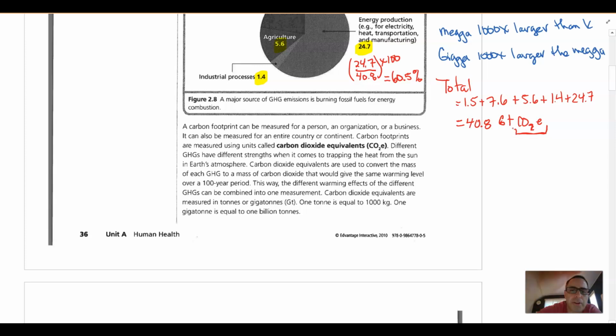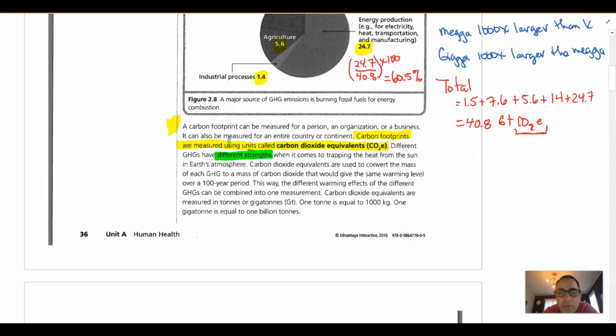So a carbon footprint can be measured for a person, an organization, or a business. I'm just reading right here. It can also be measured for an entire country or continent. Carbon footprints are measured using units called carbon dioxide equivalents. Different greenhouse gases have different strengths when it comes to trapping heat from the sun in Earth's atmosphere. So they have different strengths. Some are better than others.